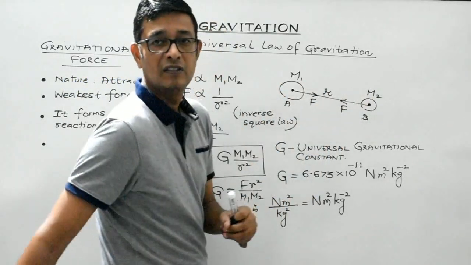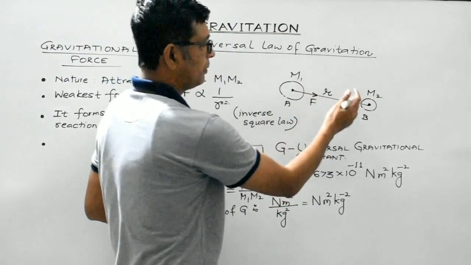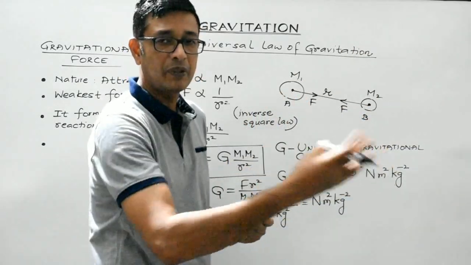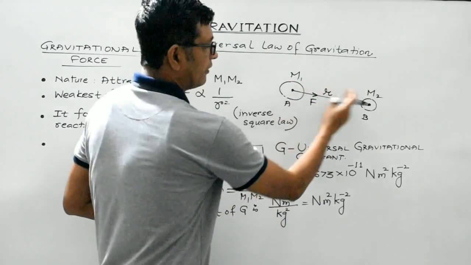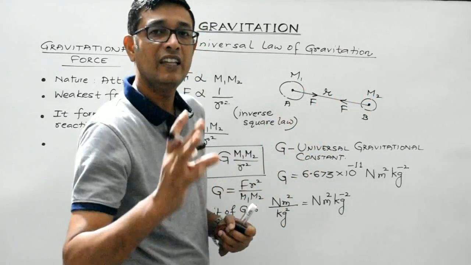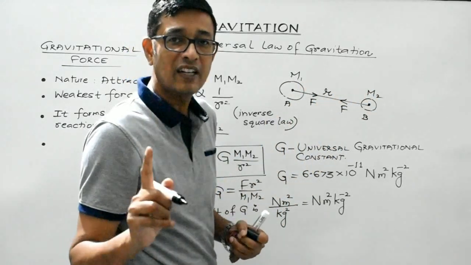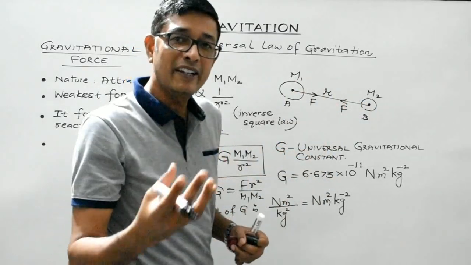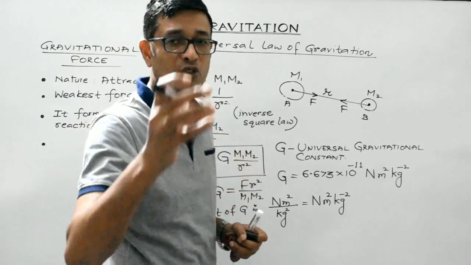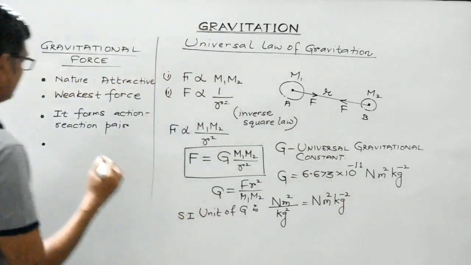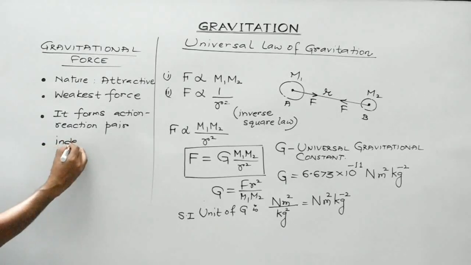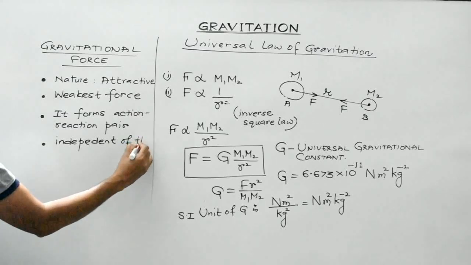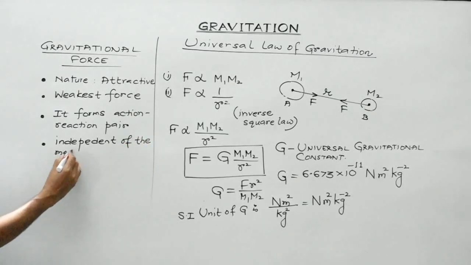Suppose these bodies, instead they are placed in air or vacuum, they are placed in some other medium having the same separation between them. Still, the gravitational force between them is found to be same. So what I mean to say is that the gravitational force between the two bodies is independent of the medium in which the two bodies are placed. So it is independent of the medium.